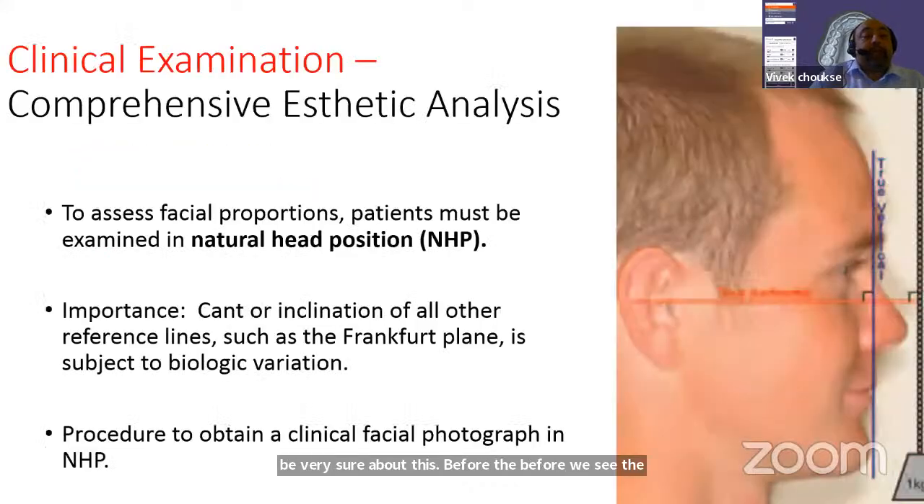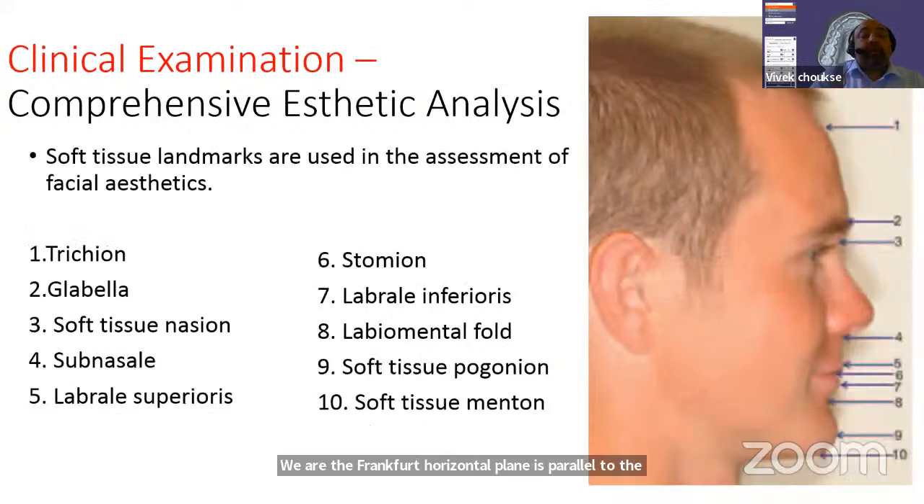We have to be very sure about this before we see the mouth of the patient. When we come to the clinical examination, we definitely have to do a comprehensive aesthetic analysis. The best way is to have the patient standing in the natural head position, where the Frankfurt horizontal plane is parallel to the floor. We should take the photographs while maintaining the head in the natural head position, and we can mark all these soft tissue landmarks for the assessment of facial aesthetics.